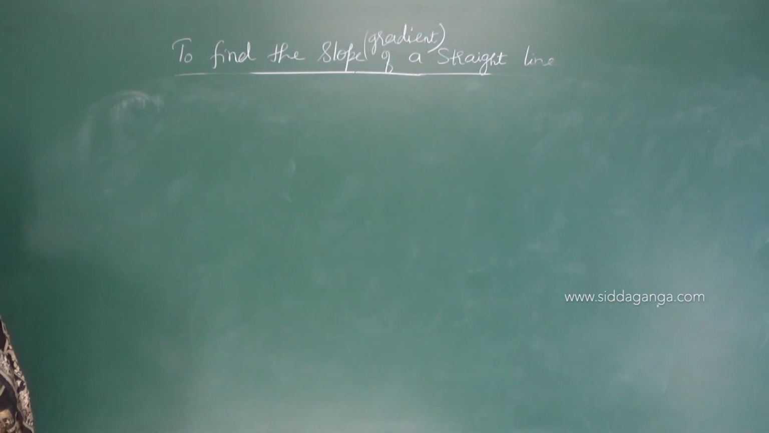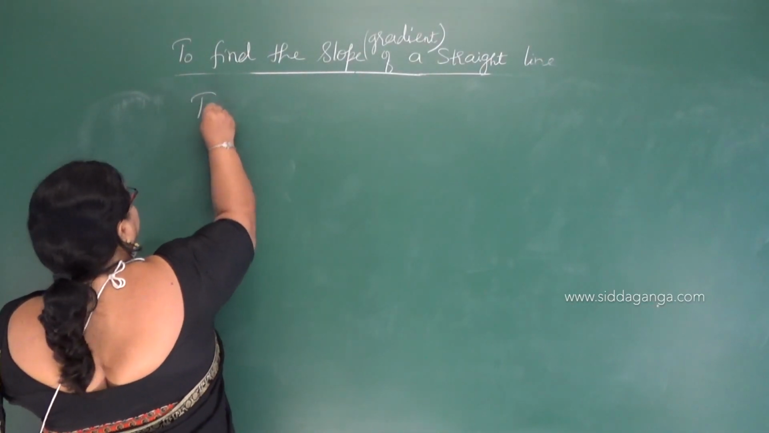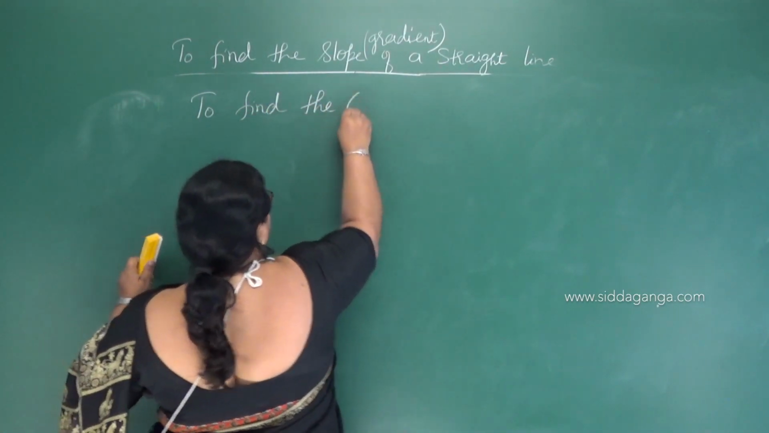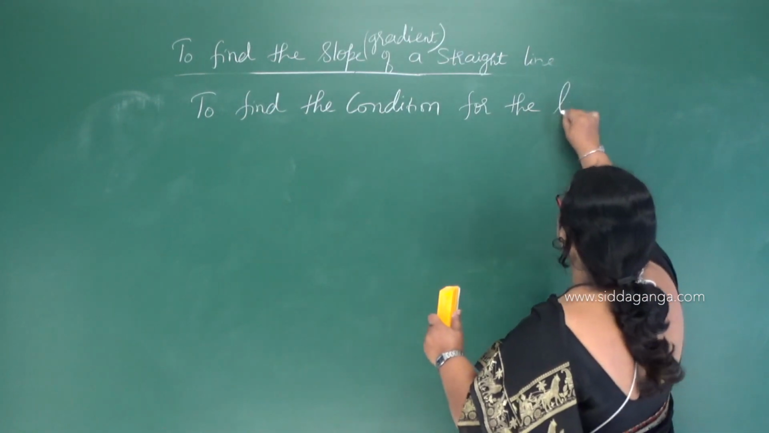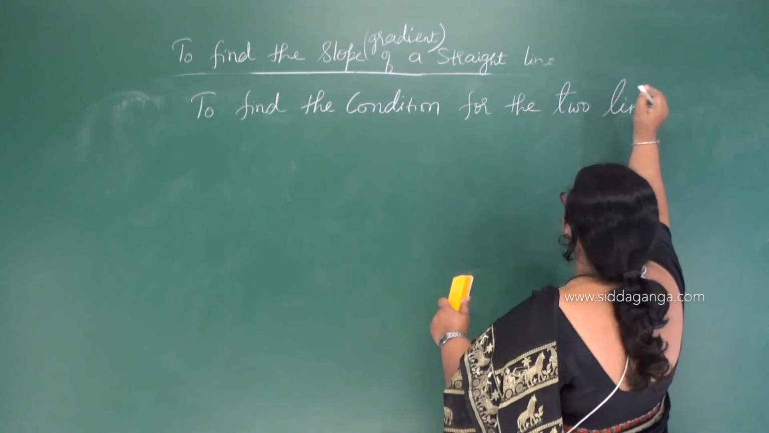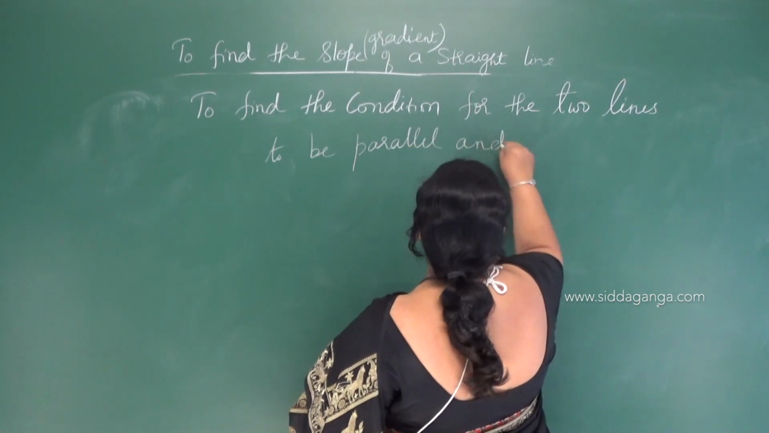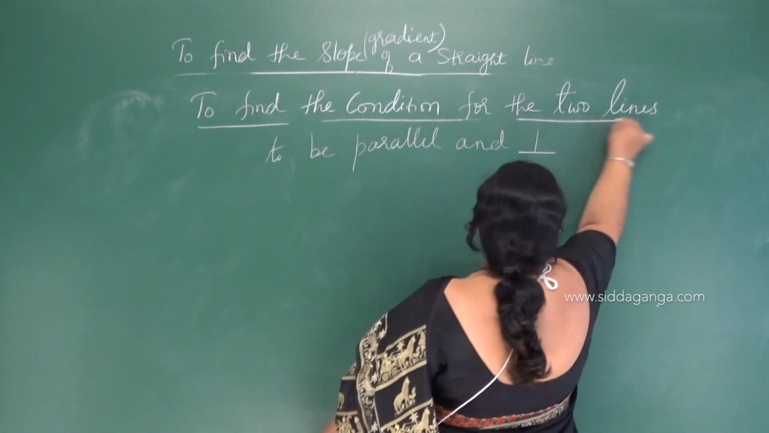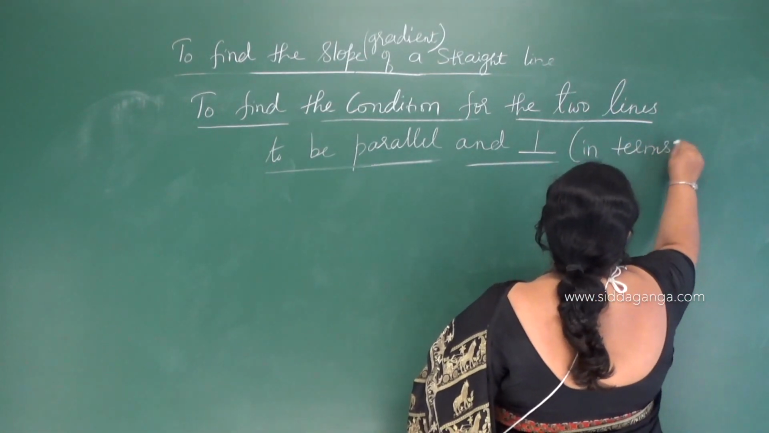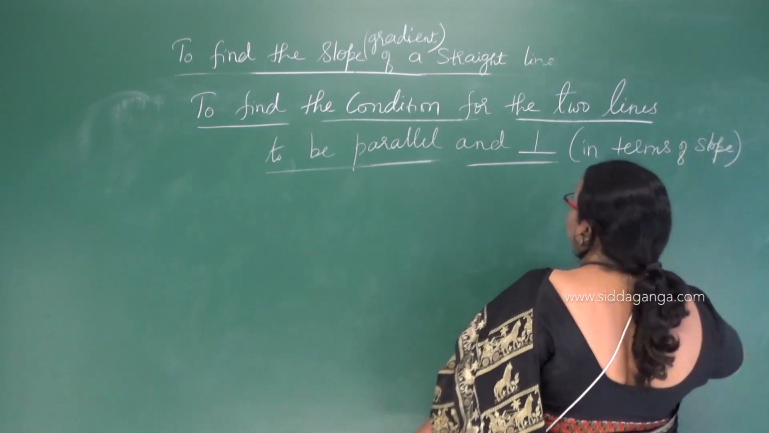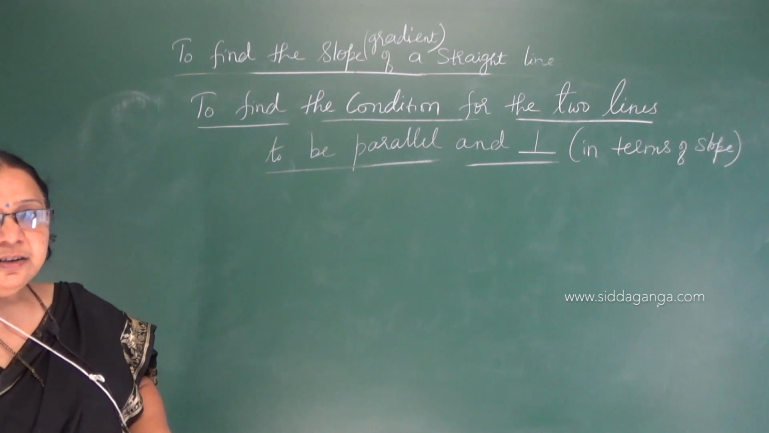So now we have to find the condition for the two lines to be parallel and perpendicular, in the first method itself to find the slope. So if two lines are parallel, in terms of slope, we are going to find the condition for the two lines to be parallel and perpendicular.